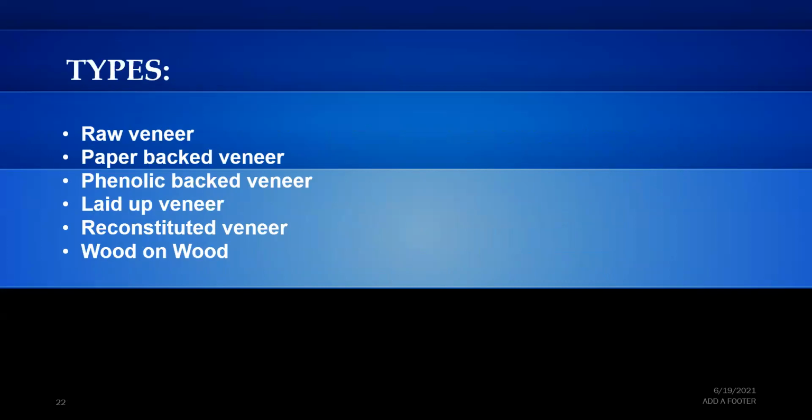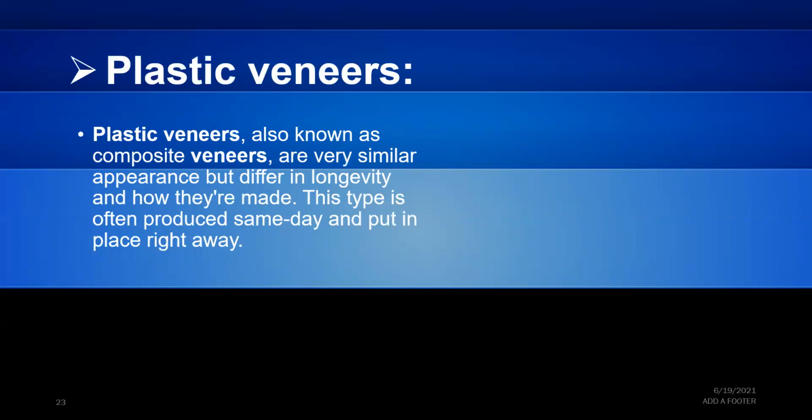And the types of wood veneer are raw veneer, paper backed veneer, phenolic backed veneer, laid up veneer, reconstituted veneer, and wood on wood veneer. Next is plastic veneer. Plastic veneer, also known as composite veneer, is very similar in appearance but differs in longevity and how it is made. This type is often produced the same day.